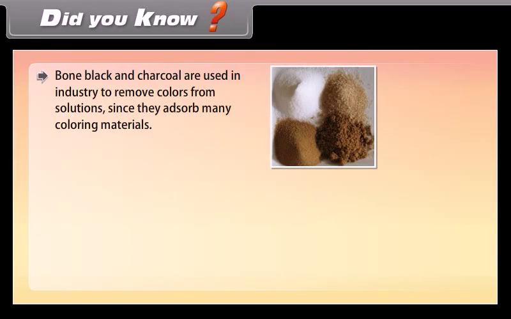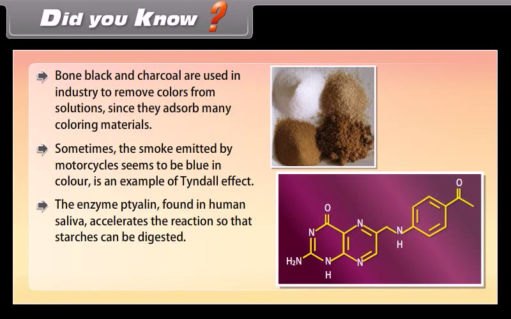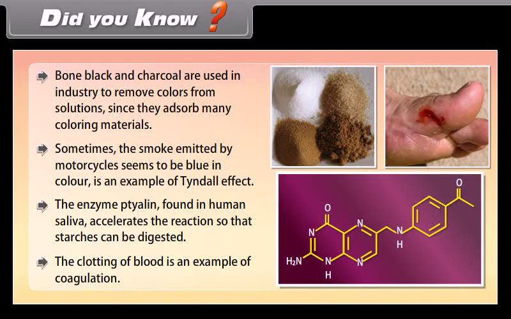Did you know? Bone black and charcoal are used in industry to remove colors from solutions since they absorb many coloring materials. Sometimes, the smoke emitted by motorcycles seems to be blue in color, is an example of Tyndall effect. The enzyme ptyalin, found in human saliva, accelerates the reaction so that starches can be digested. The clotting of blood is an example of coagulation.